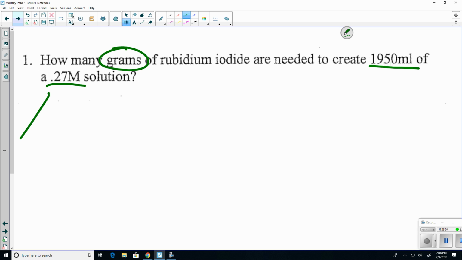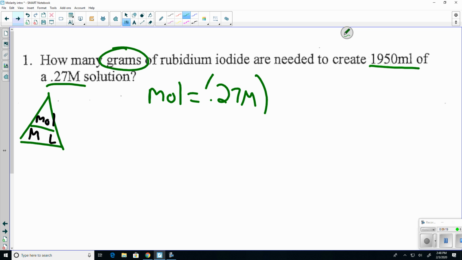Remember our triangle, which I wish I would have drawn a little bit bigger just now. Moles, molarity, and liters. In this particular problem, we are solving for moles to start with. Moles would equal molarity, 0.27 molar, times liters, 1.95 liters.